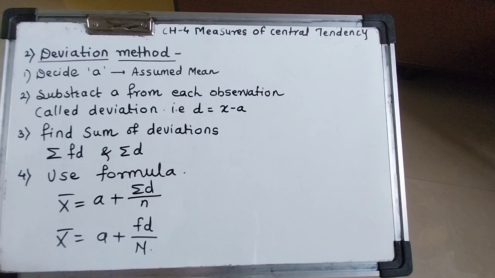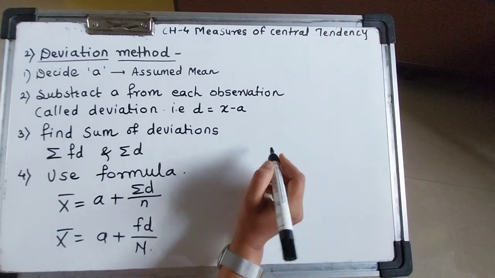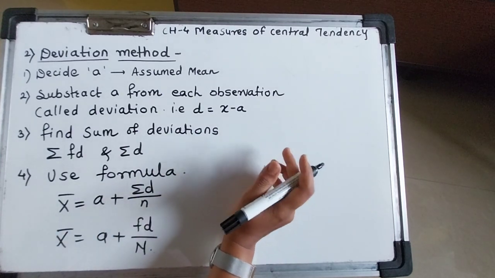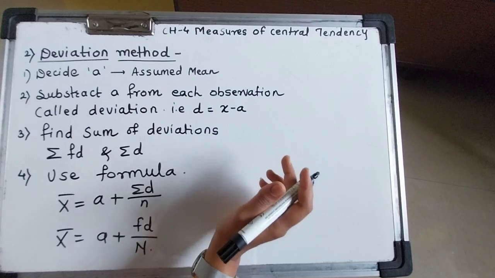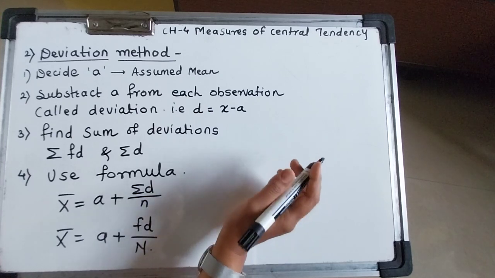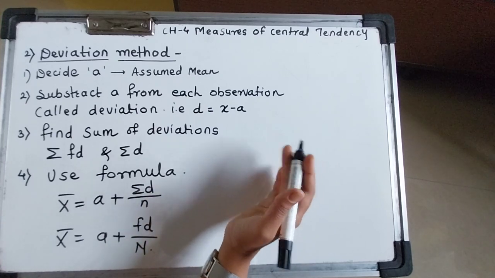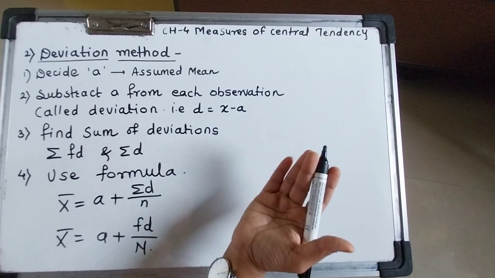Hello everyone. This is the fourth chapter. In the previous session, we studied the arithmetic mean. We studied the direct method. In that, there are three cases: first, for individual observations; second, for frequency distribution; third, for continuous frequency distribution.